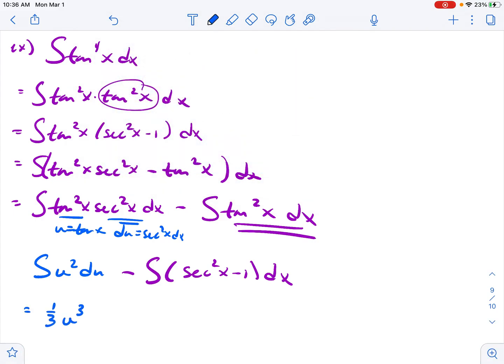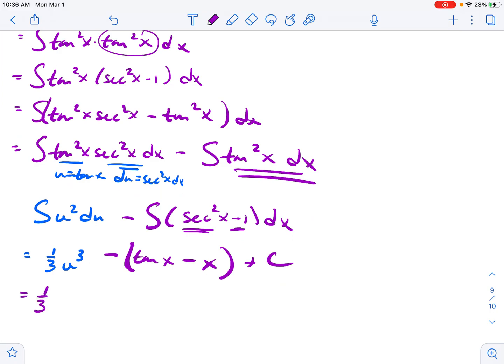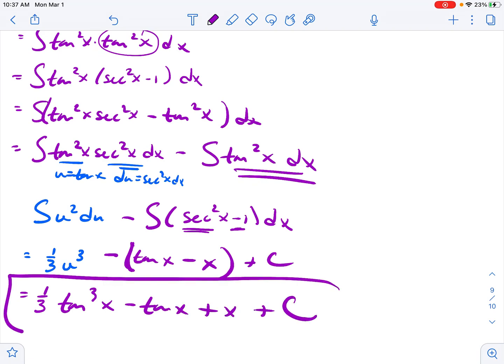We're going to get 1/3 u cubed minus the integral of secant squared, which is just tan x. The integral of negative 1 is negative x. Careful with your parentheses there. Plus c. At the end of the day, I'll write this as 1/3 tan cubed x minus tan x plus c. And there you have it, folks.